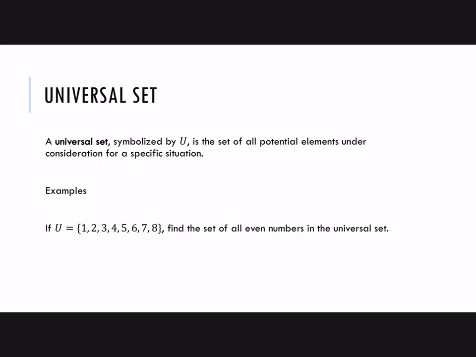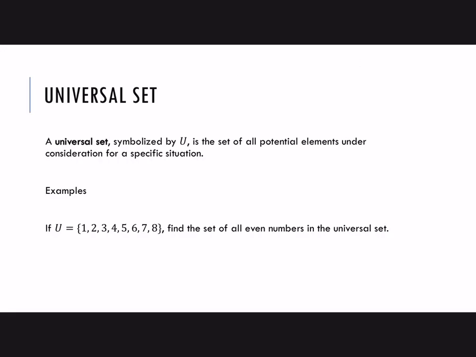Alright, we'll look at a numerical example, but first of all the definition. The universal set, symbolized by the capital letter U, is the set of all potential elements under consideration for a specific situation. So you'll see from problem to problem that this universal set will change. Just as in different conversations you have different contexts or different groups of people that you're talking about.